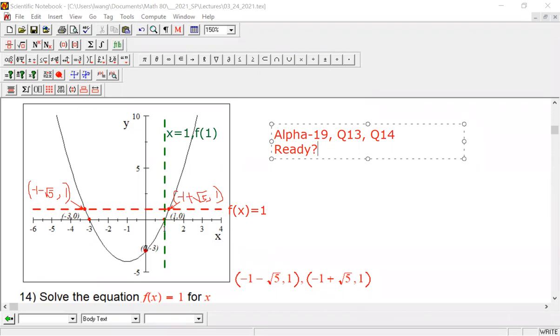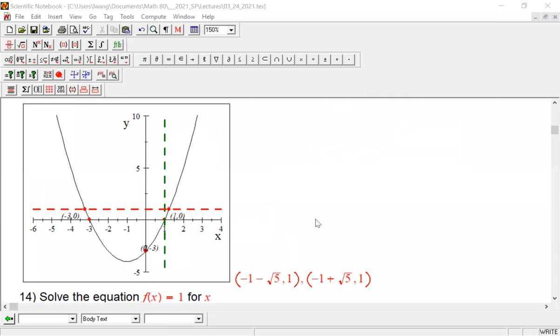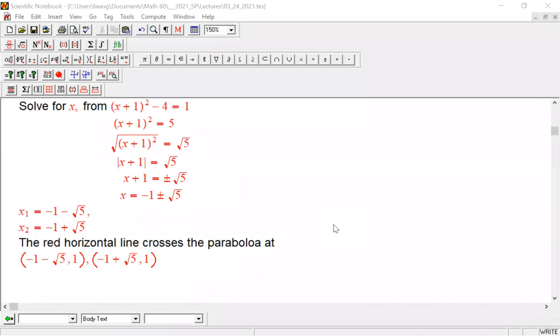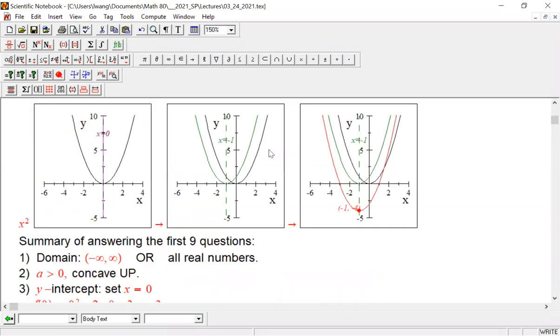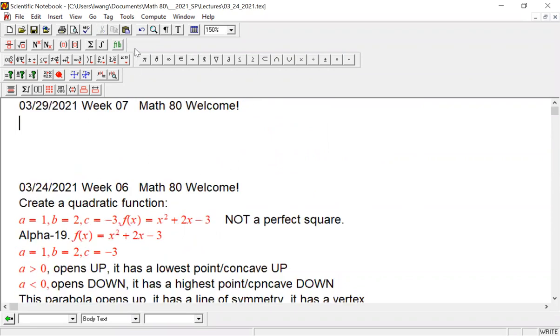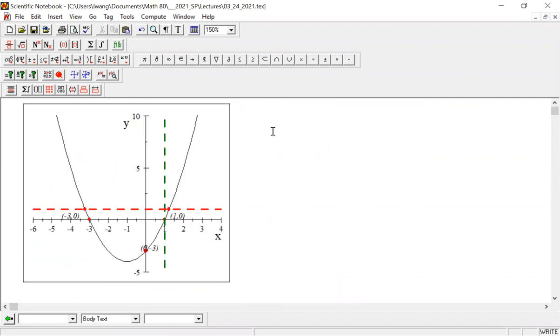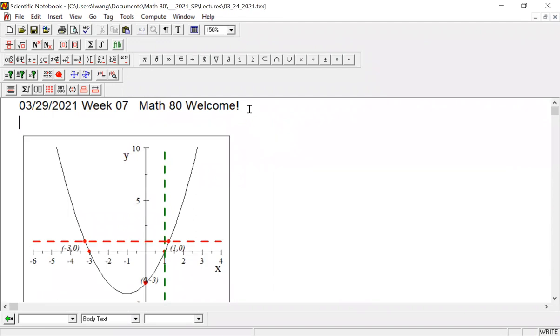Okay, 15 and 16. So we understand these horizontal cut, vertical cut. Okay, so I'm going to clear all of these and we're going to move on to the next question. I'm going to take this picture with us, and we're going to go to the very top. Okay, so continued.